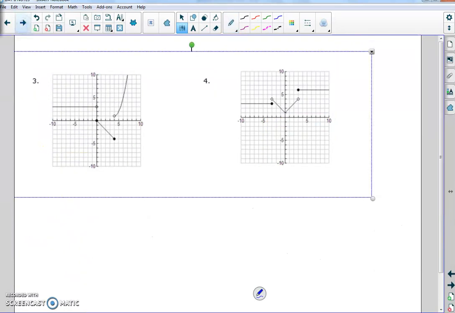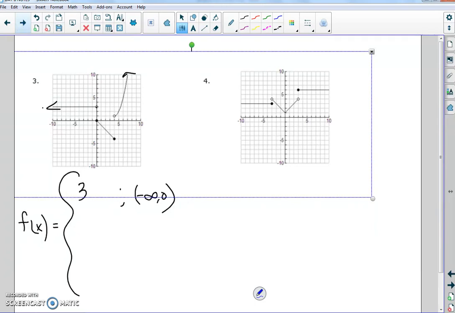We've got 3 functions again. Okay, there's an arrow, arrow. I know I'm going from -infinity to 0. Let's go ahead and figure out what that equation is. It's a horizontal line at y equals 3, so we just get a 3 there.